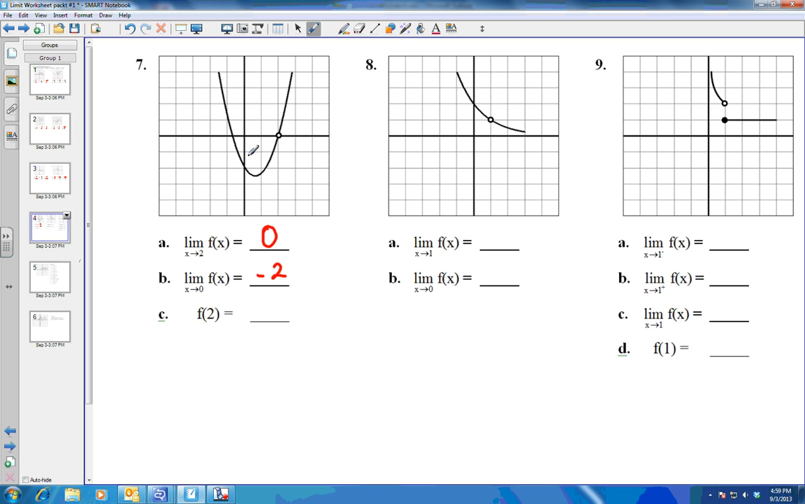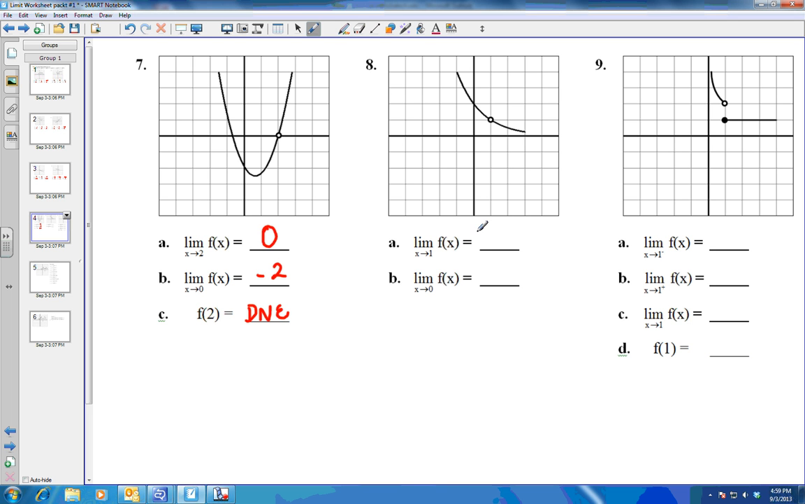And now I'm going to find f of 2. So this is saying when x is 2, what is my y value? Here's x equals 2. I have no y value because of that open circle. So f of 2 does not exist.